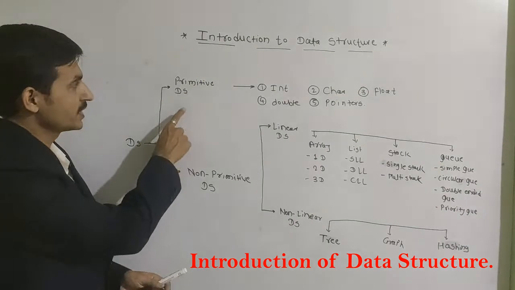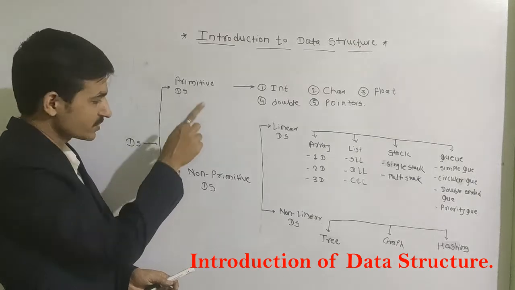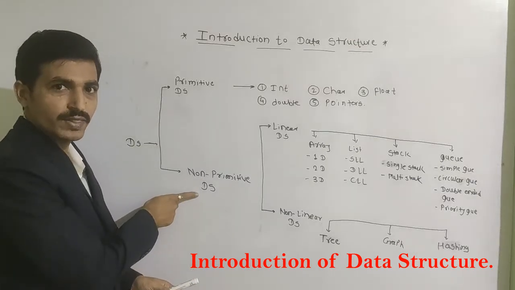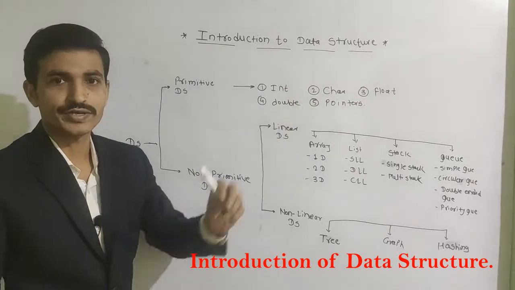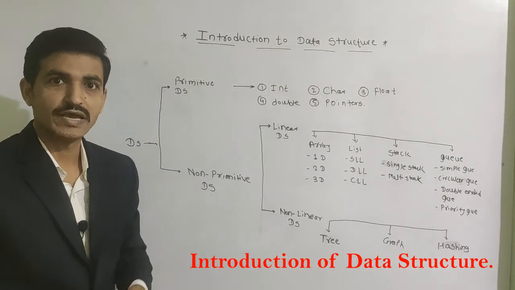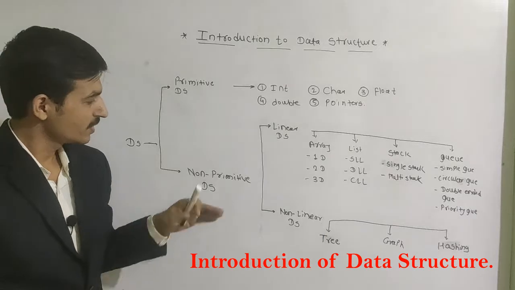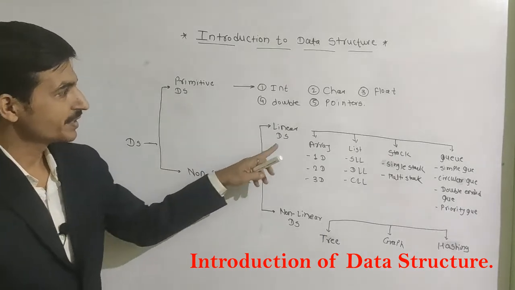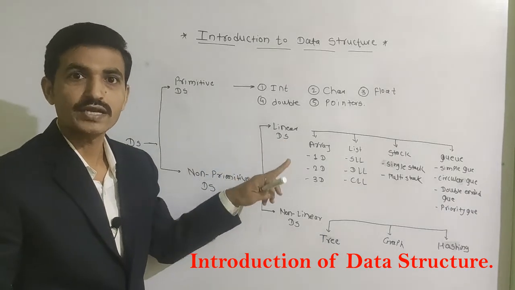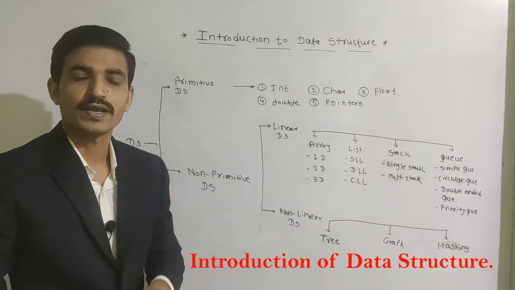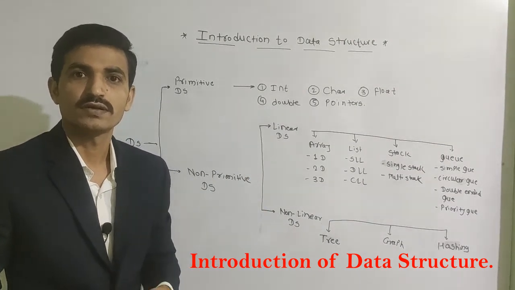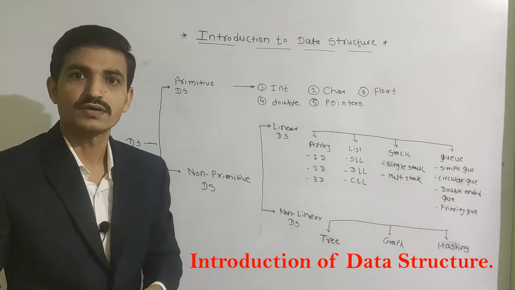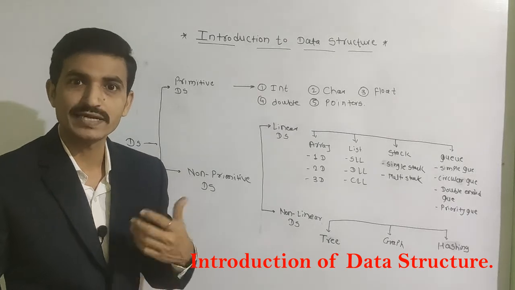The data structure is categorized into primitive data structure and non-primitive data structure. In the primitive data structure, there are integer, character, float, double and pointers. We will see everything in the primitive data structure one by one. While the non-primitive data structure is categorized into linear and non-linear data structure. Linear means all the data is organized sequentially. Non-linear data structure means the information can be accessed through the address. We will see that also.